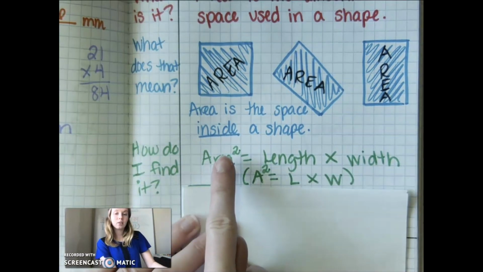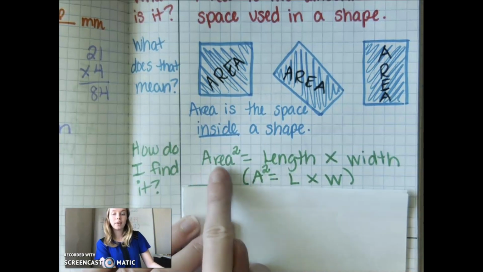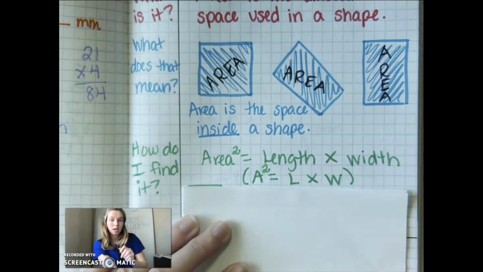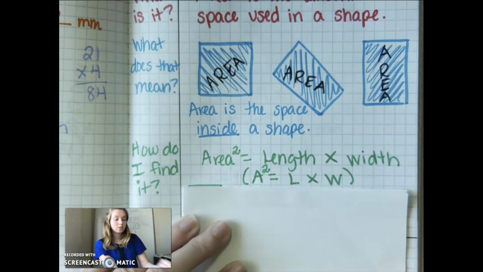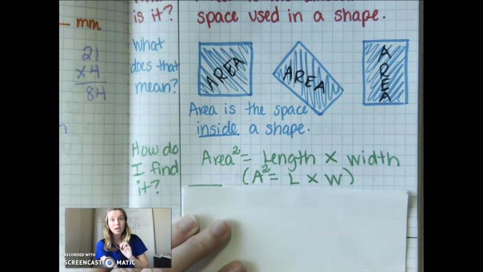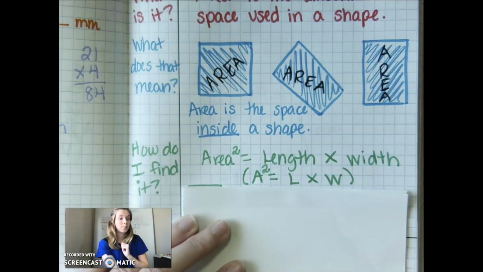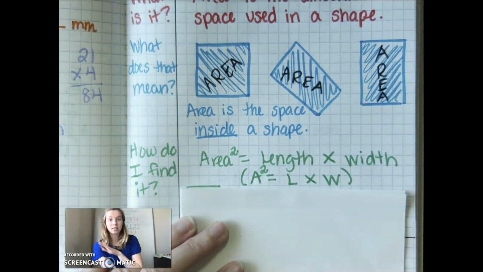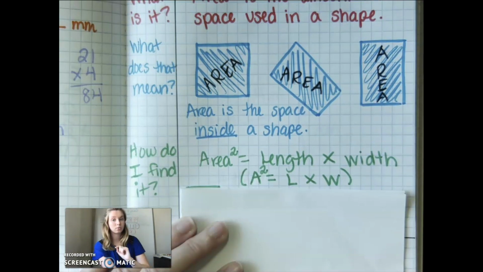Now, I put a little 2 at the top of area. The reason for that is you're multiplying two things. We call that squared. So it's area is length times width. Your answer for area is going to be squared. That's why I put that there. That's a way to tell the difference when you have a number that's a perimeter and one that's an area. A perimeter is not squared because you're just adding everything. Area is squared because you're multiplying two numbers.